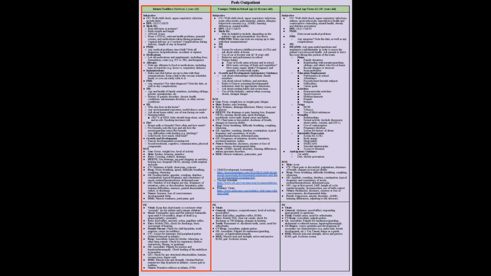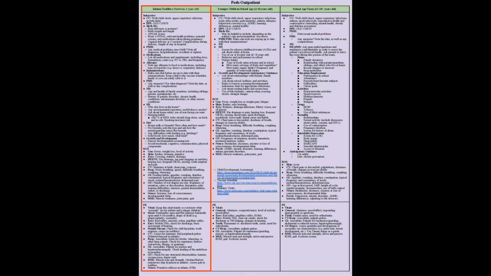For a review of systems, you want to ask about, for general, fever, weight loss, level of activity. Are they interacting with the parents? You want to ask about rashes, bruising, jaundice. For eyes, you want to make sure that their eyes aren't crossing, because that can lead to unilateral blindness later on if it goes uncorrected. Any redness or drainage. You want to make sure that they're able to hear. So ask about hearing loss, any ear pain or ear drainage, frequent upper respiratory tract infections, snoring, and whether the teeth are erupting and if they're having any pain.